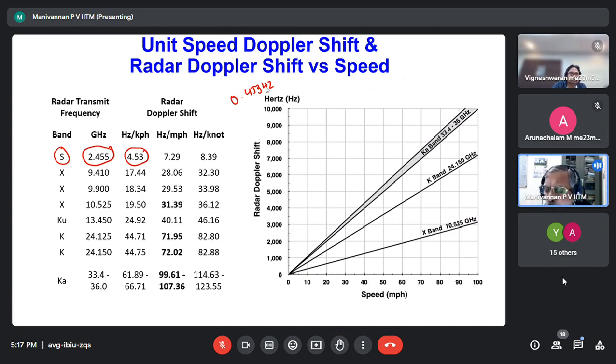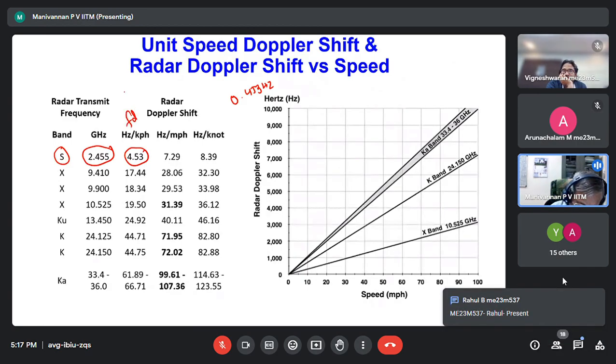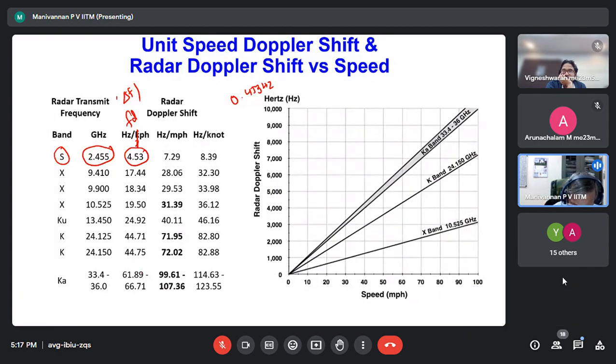Correct? For 1 kilometer, this is nothing but FD or delta F. That is what this column represents. Bigger is always better per kilometer. So which is better in this? The Ka-band radar is better. Why? If the vehicle changes speed by 1 kilometer, you will get 66 hertz. Here it is only 4.53 hertz. So this radar is better. Ka-band radar is better for velocity detection, correct?